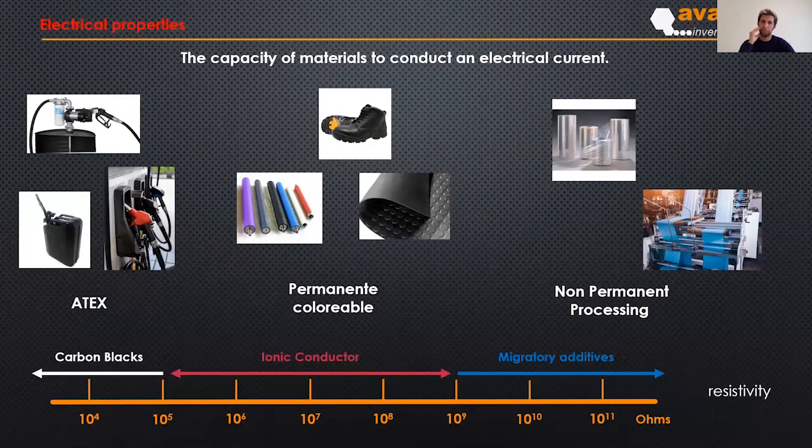The use of one or the other depends very much on the final use. For example, if you look for something non-permanent or for processing, people always work with migratory additives. If you are looking for a test atmosphere of very low resistivities, you might go to carbon black or to graphene or applications in percolation. And for antistatic systems, most people work with colorless systems.